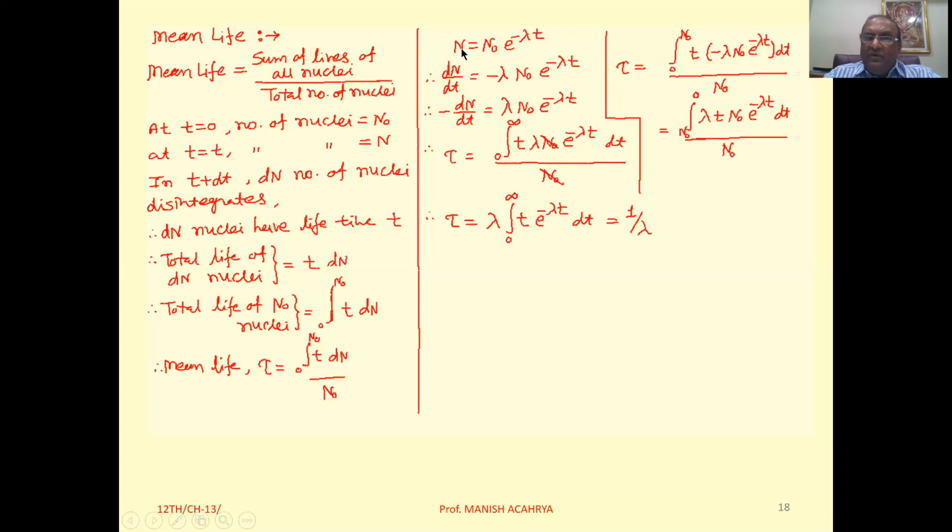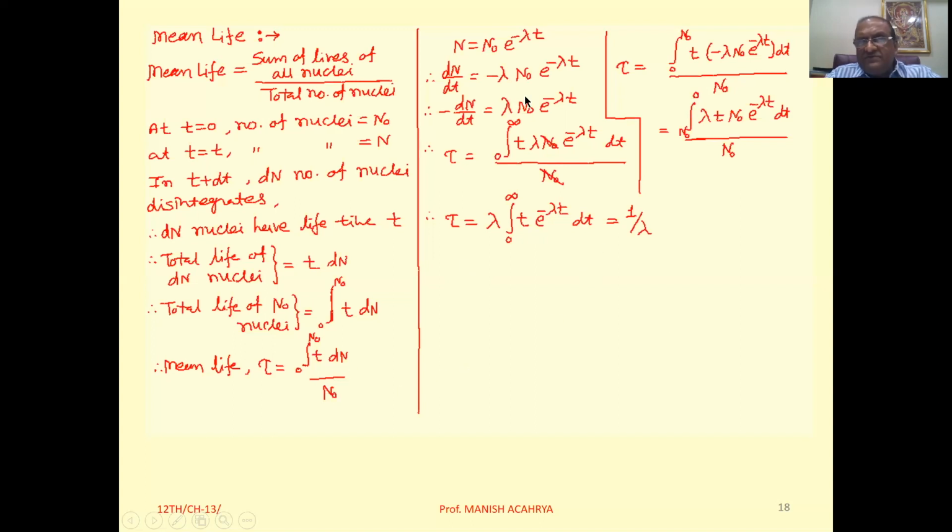But now we have the equation n equal to n0 e raised to minus lambda t. So if we differentiate this one, dn by dt, that is minus lambda n0 e raised to minus lambda t. So minus dn by dt, that is lambda n0 e raised to minus lambda t. Okay. Now here we have the equation tau, that is equal to integration 0 to n0 t into dn.